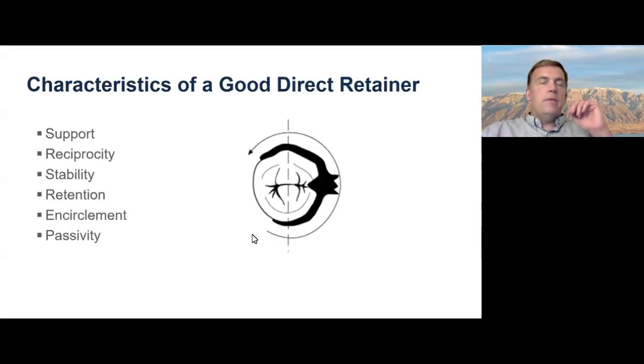And then passivity, what that means is that obviously a clasp has retention, but when it's fully seated, we don't want it torquing the tooth. Once it's snapped into its undercut, we want it to be just sitting there, not putting torquing force on the tooth. We'll also talk about this in a minute. When the patient applies occlusal force to the tooth, we want to make sure that the clasp design isn't torquing the tooth.